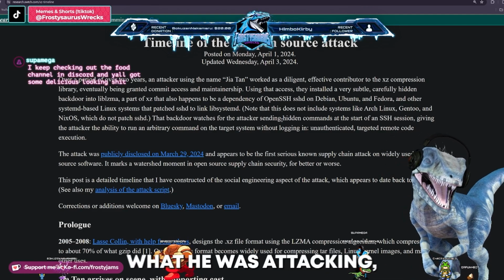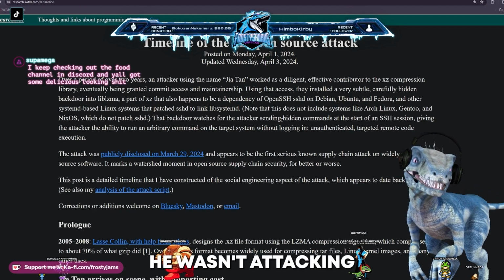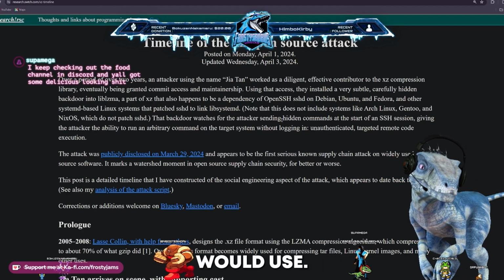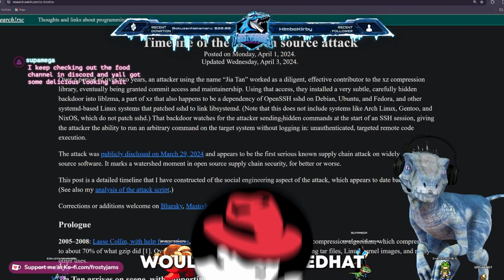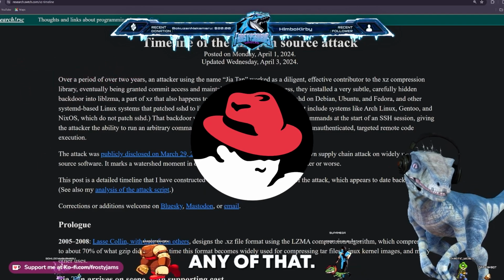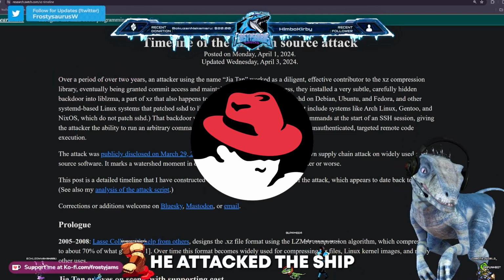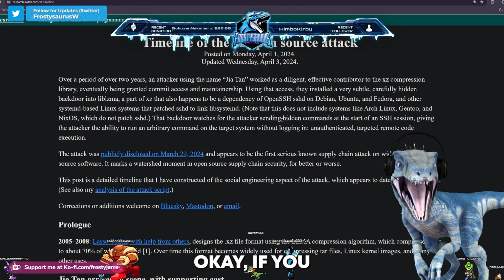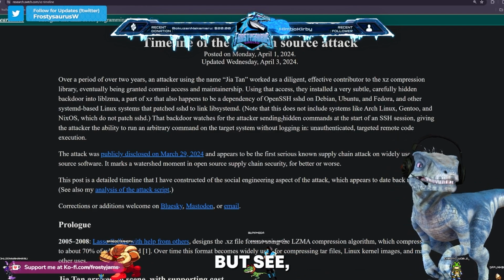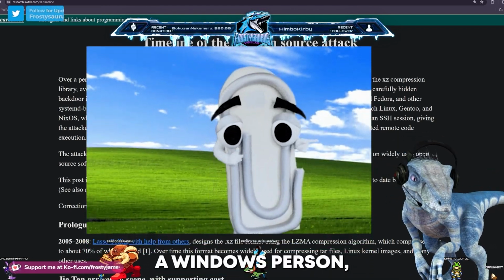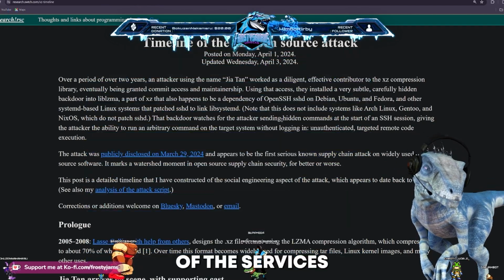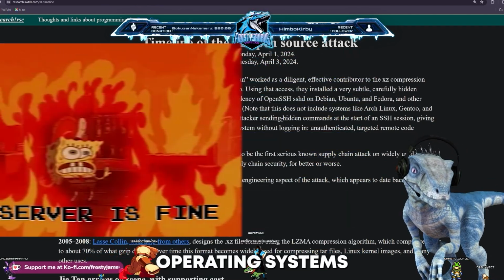So pretty much, guys, he wasn't attacking what you would think business systems would use. Business systems would use Red Hat Enterprise Linux. He didn't attack any of that. He attacked the free stuff. He attacked the stuff you guys would be downloading, okay? If you were into Linux. But even though you're like, oh, I'm a Windows person, it doesn't matter because a lot of the services you use actually use these operating systems.